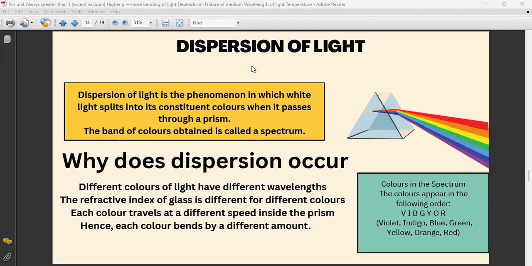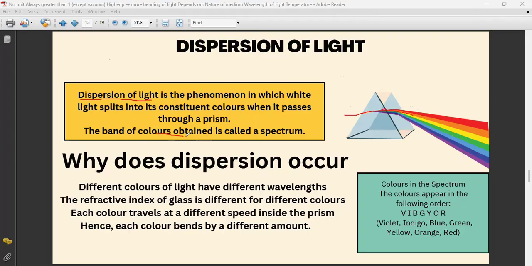Okay guys, moving on to the next concept, dispersion of light. What does this concept mean? Dispersion of light is the phenomenon in which light splits into its constituent colors when it passes through a prism. When a single light ray passes through the prism, it gets refracted inside it, and when it comes out from the other side of the prism, we see the constituent colors of that single light. So this is nothing but dispersion of light.